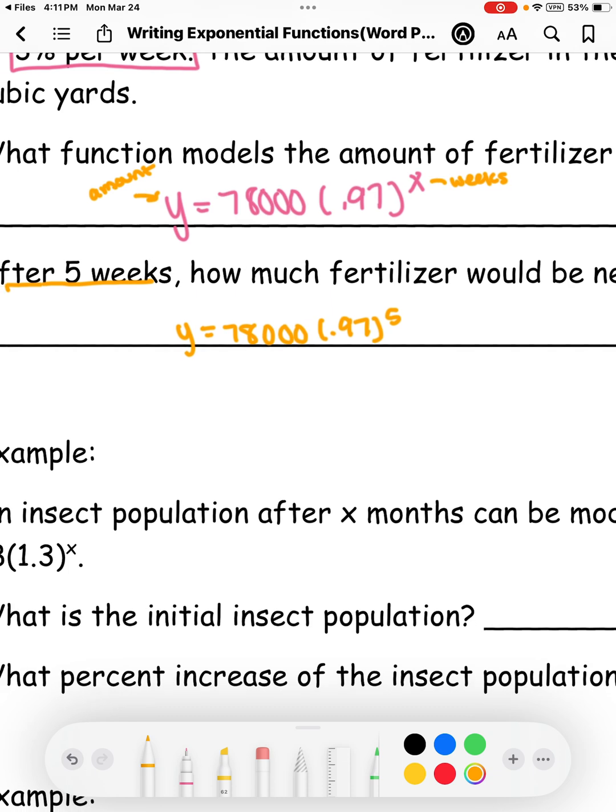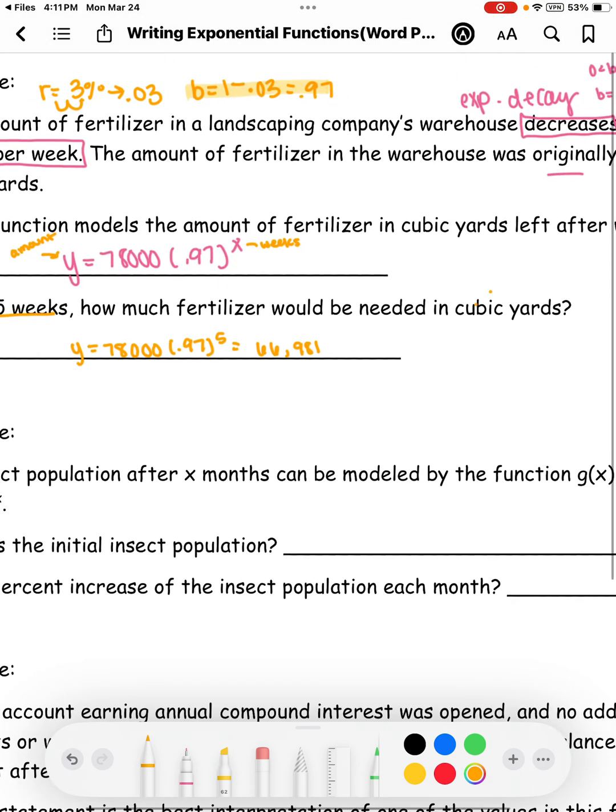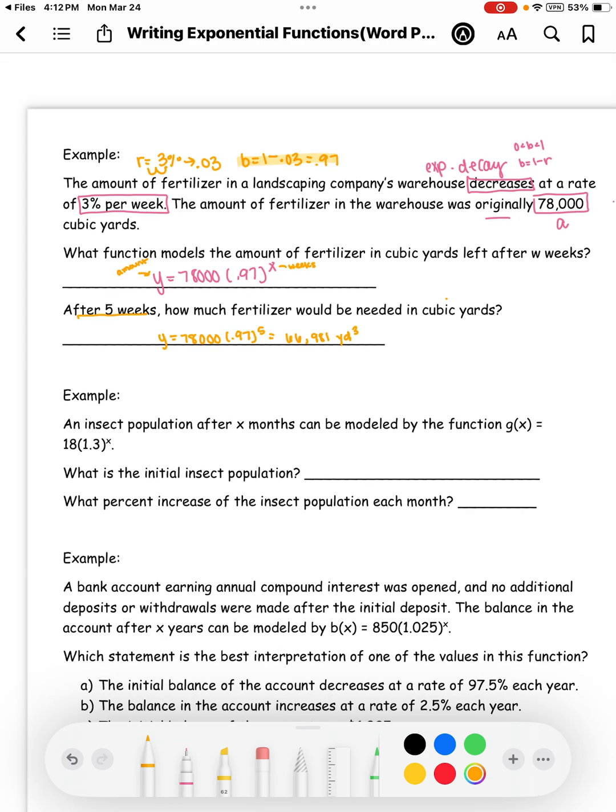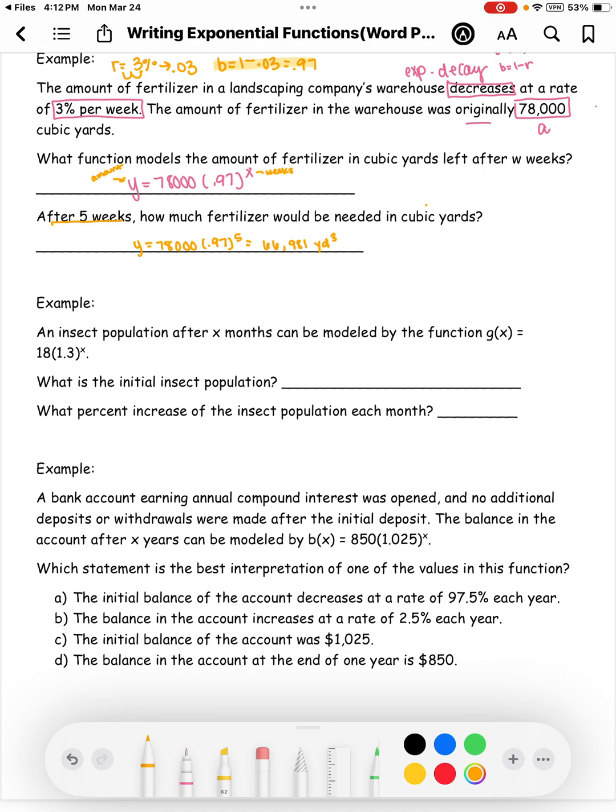All right, and you should have got something like 66,981. We're just gonna leave it like that. Cubic, what was it? Cubic yards. All right, 2 more, and then notes will be over.